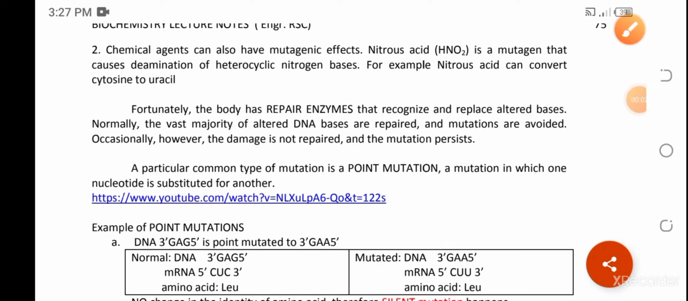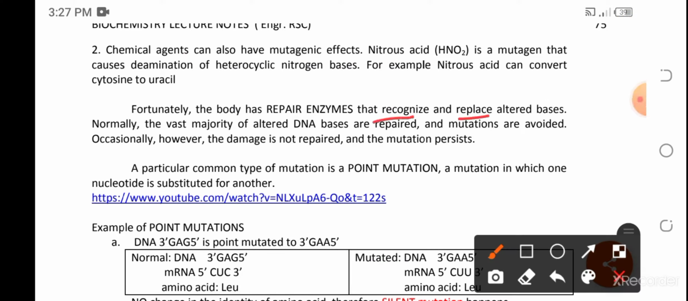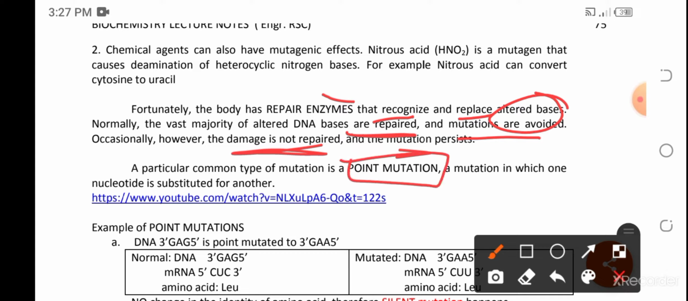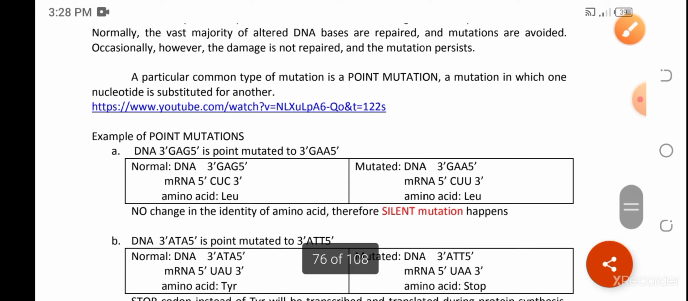Fortunately, the body has repair enzymes that recognize and replace these altered bases. So, buti na lang meron tayong repair enzymes such that majority of these altered bases are repaired and of course mutations are avoided. However, meron ding times na these damages are not being repaired, so the mutation will persist. One of the common types of mutation is point mutation, wherein one of the nucleotides is substituted for another. So, napalitan yung isang nucleotide dun sa DNA sequence.